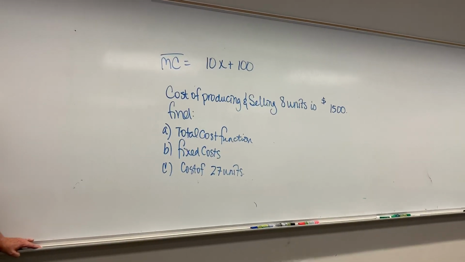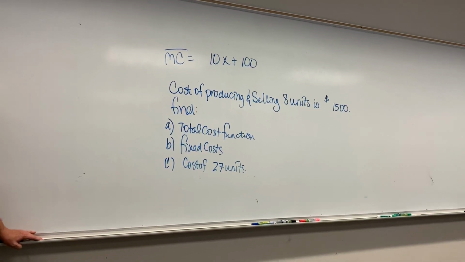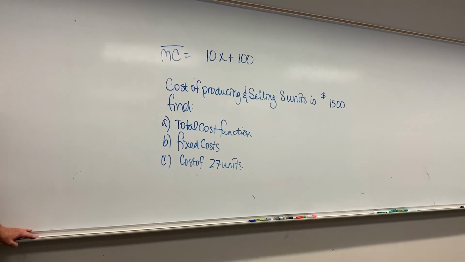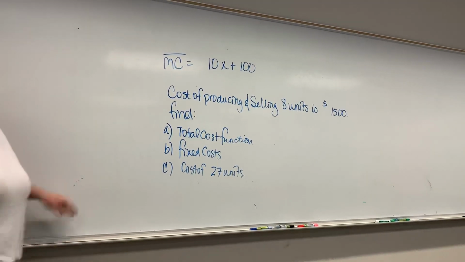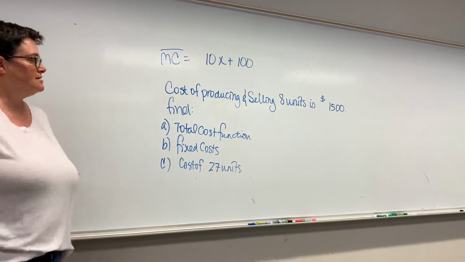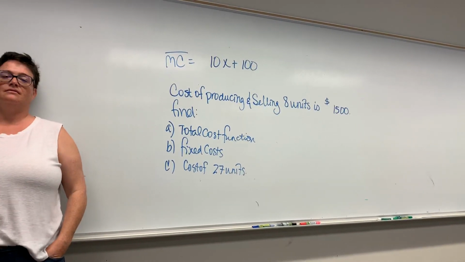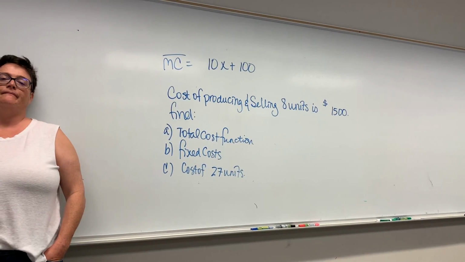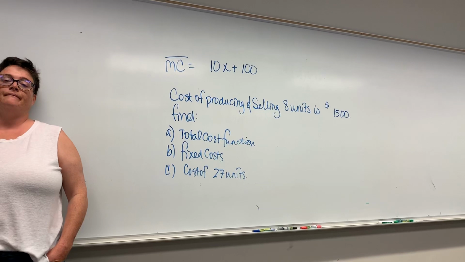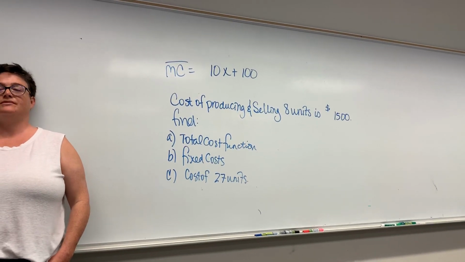So you've given us the marginal cost, and you want the cost of producing and selling 8 units for 1,500. Find the total cost function. That's what I'm given. So we have to find the total cost function. Do we use the derivative because we are going back? We're trying to find the original. We have the derivative. So what are we going to use the derivative to do?